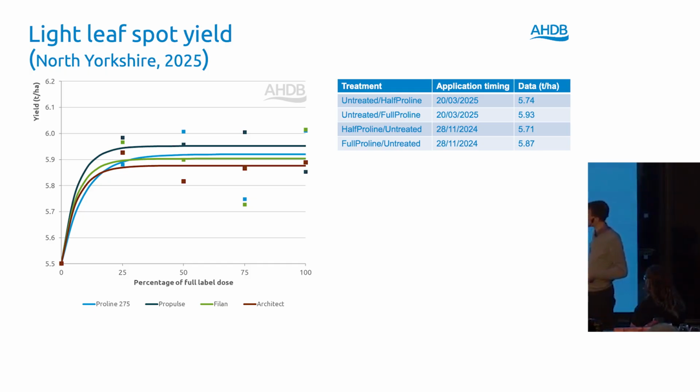Then that top line there, that's the co-form, the fluoxapyroxad with the prothioconazole. You've seen a minor benefit there of having a co-form, a mixed partner, so that's given a 0.45 tonnes per hectare yield uplift.